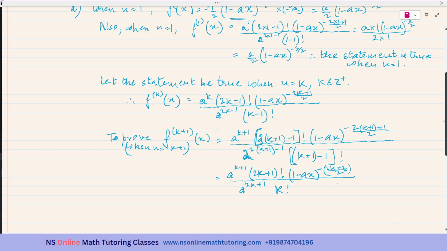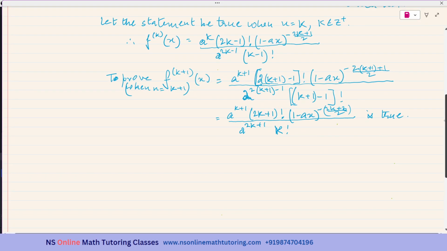So we have to prove that this statement is true. This statement will be true when, if the statement is true for n equal to k, that will imply that when n equal to k plus 1, then also the statement is true. So this is the k plus 1's derivative. Therefore, I will be differentiating this one. So f of k plus 1 x is equal to the derivative, with respect to x of course, of the kth derivative of f of x.